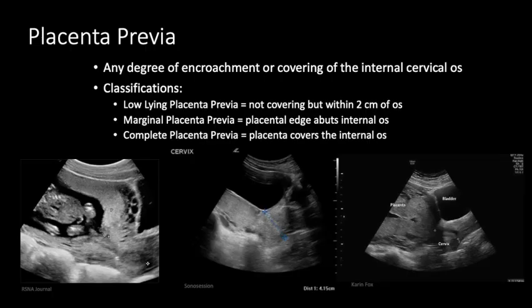Placenta previa is a spectrum of disease where the placenta encroaches or actually covers the internal cervical os. It's classified by either a low-lying placenta previa, where the placenta is not actually covering the os, but does lie within 2 centimeters of the opening. The marginal placenta previa, where it abuts the internal os, and complete placenta previa, which covers the internal os.